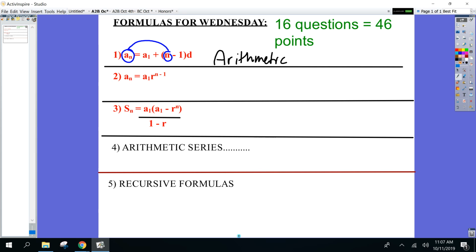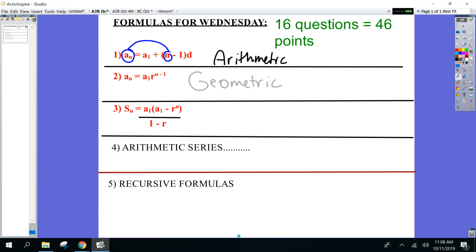All right. Number two, where would I use number two, for what type of sequence? Geometric. Okay, an and n, same thing we just talked about. What's the r value called? Common ratio, and that's what I multiply by, not divide, multiply by.